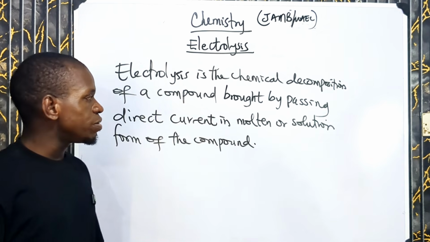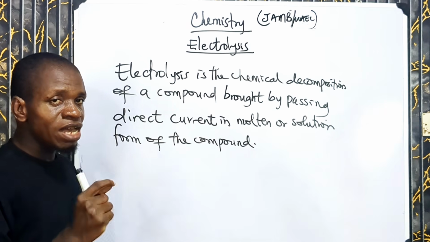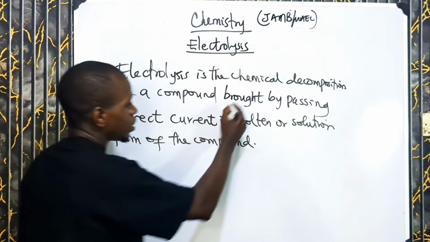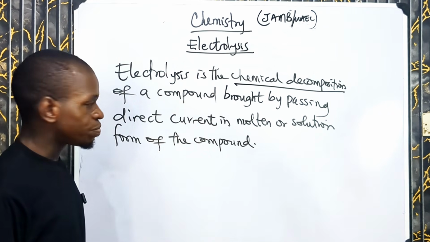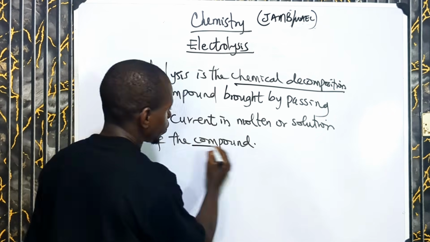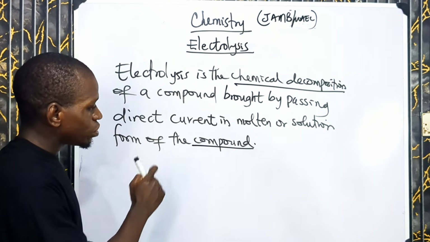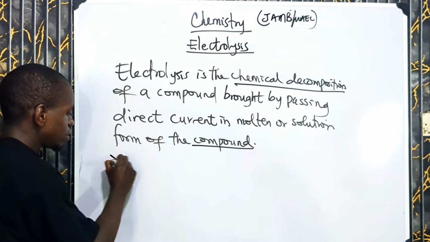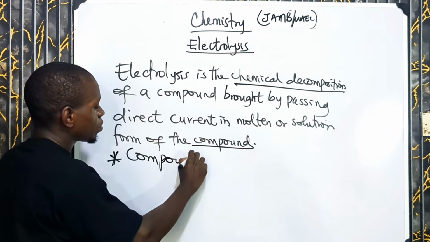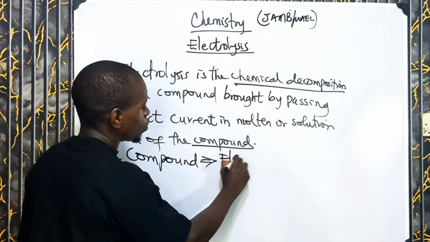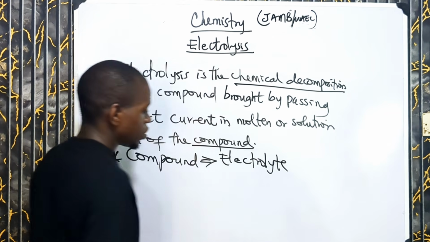Now, the key thing that I will be pointing out in this video is, first of all, what we call chemical decomposition. Then later, I'll also comment on the compound. But let me start from the word compound. The compound they are talking about in this topic is referred to as what you call electrolytes.